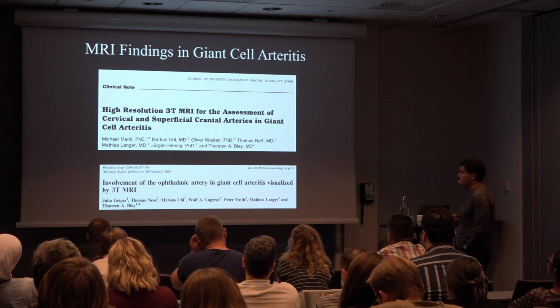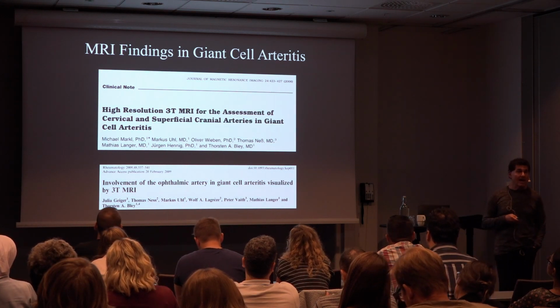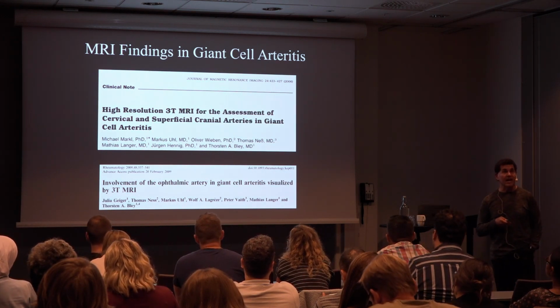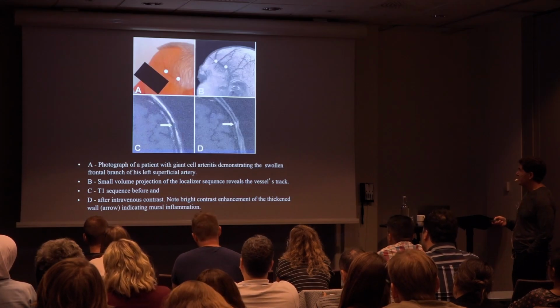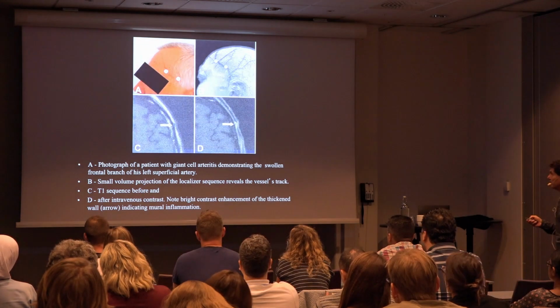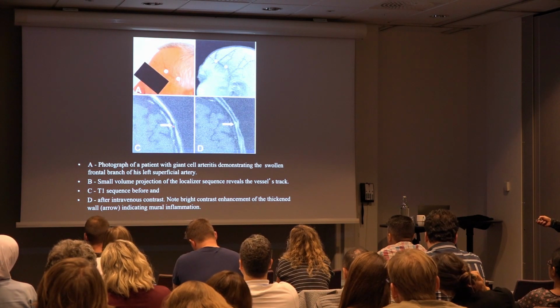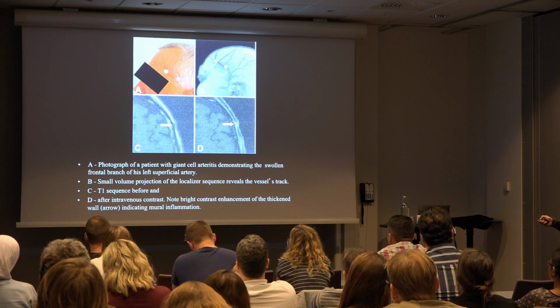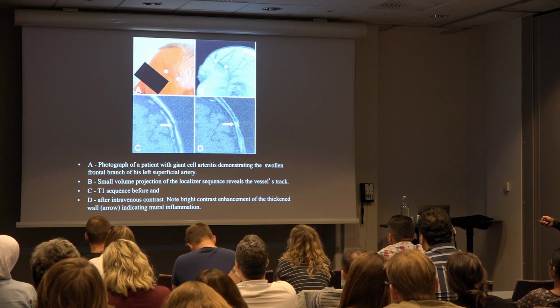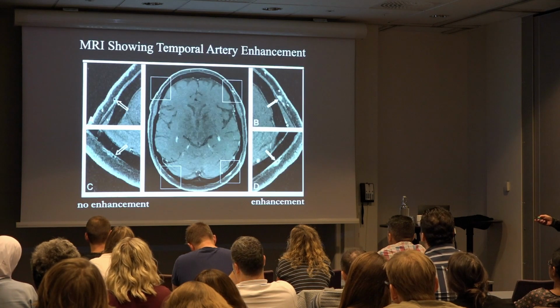Also, interesting enough, if you look at an MRI carefully, you can see signs of giant cell arteritis. So what do you see on an MRI scan? First of all, this is without contrast and with contrast. And this is the temporal artery. You see that enhancement around the wall? I'm going to show you better examples.